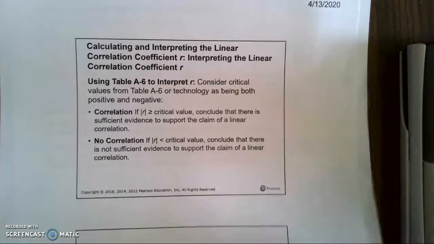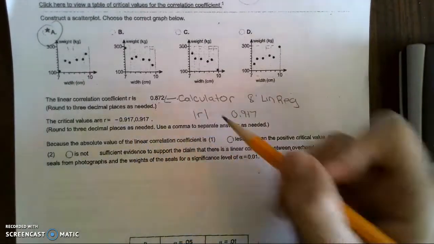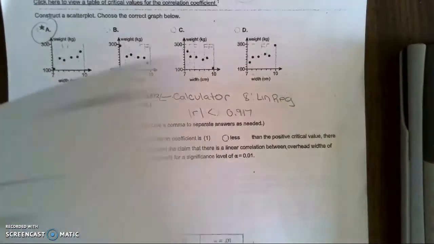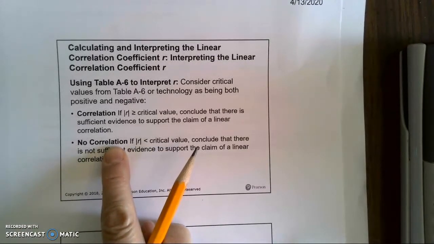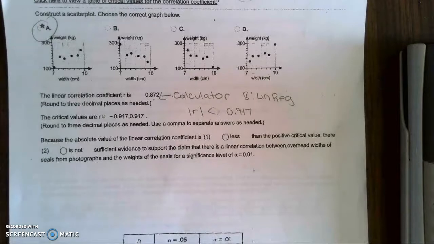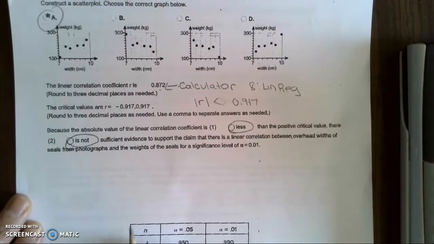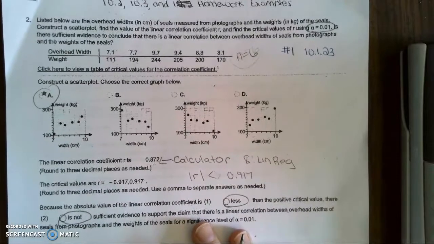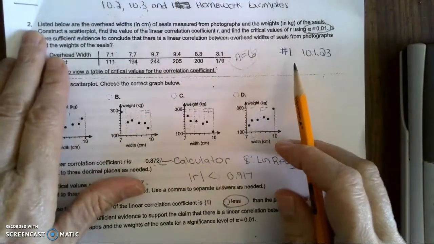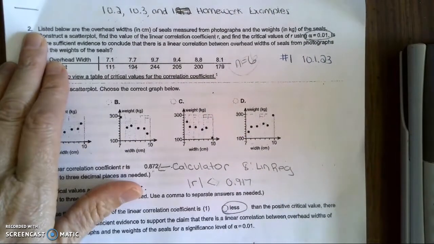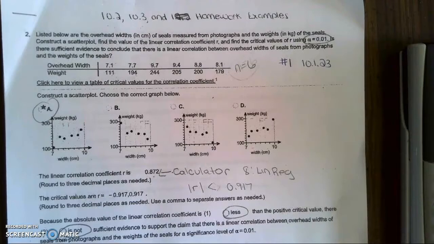Okay, so in this case, this is my calculator value. This is my critical value. It's actually less than. So since it's less than, I'm going to say there's not enough evidence to prove that there's correlation. Okay, so that was the first one in the homework, and it's number 2 from the homework examples. Again, I did the scatter plot in an earlier example, or earlier video.